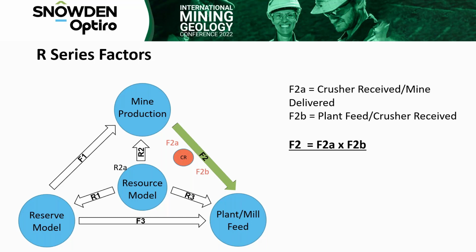So again, F2 might look great as a number, but F2A might look terrible and F2B might look exceptional, which gives you that nice flat value. So really do just start to interrogate the differences in the numbers.